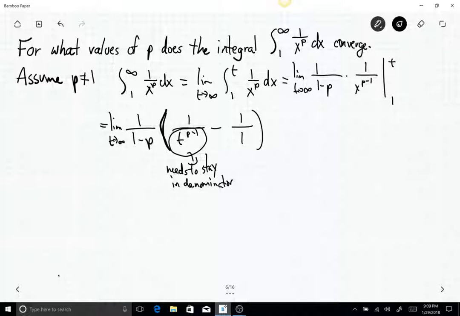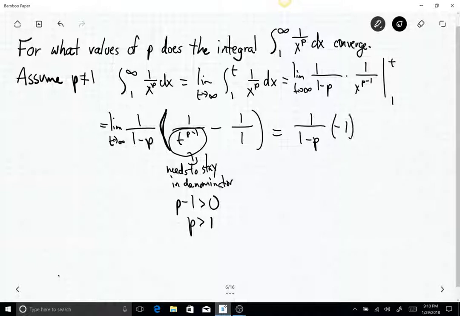Okay? So if that's going to stay in the denominator, the only way that can happen is if p minus 1 is greater than 0. So notice that means p has to be greater than 1. Okay? And then that whole thing goes to 0. So that whole piece will go to 0 in that case. So that's good. That's what we want. So what are we left with? Well, we're left with 1 over 1 minus p times negative 1. Well, we could take that negative 1 and multiply it by the denominator. So if you notice, you can write it as 1 over negative 1 plus p, or more simply, 1 over p minus 1. So we have a general formula for when the case is p does not equal 1. And so what we have is converges.